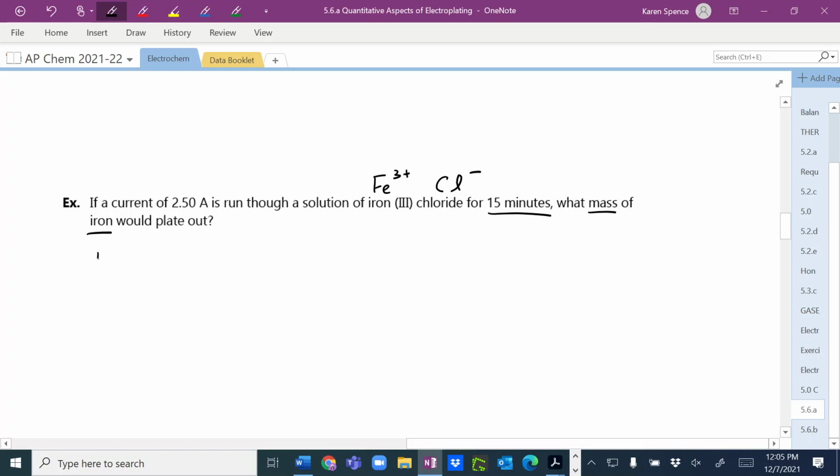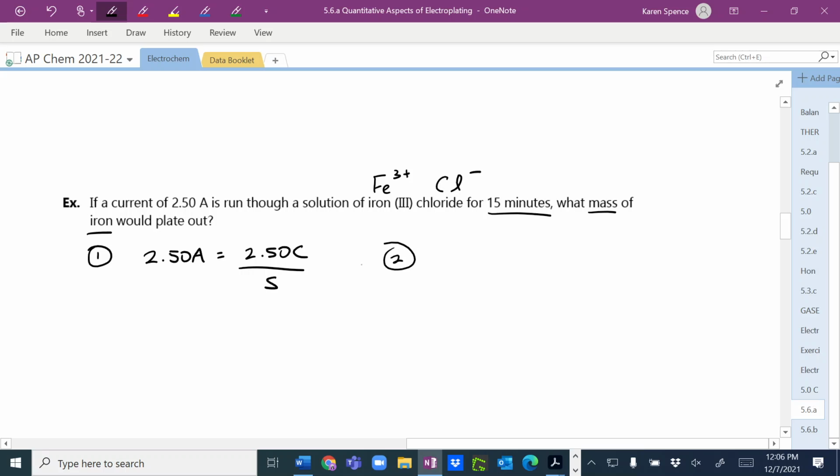So the first thing I'm going to do is rewrite 2.50 amps. What will I rewrite it as? 2.50, what is an ampere? It is a coulomb per second. I'm going to rewrite that so that I know I can convert between coulombs and seconds.